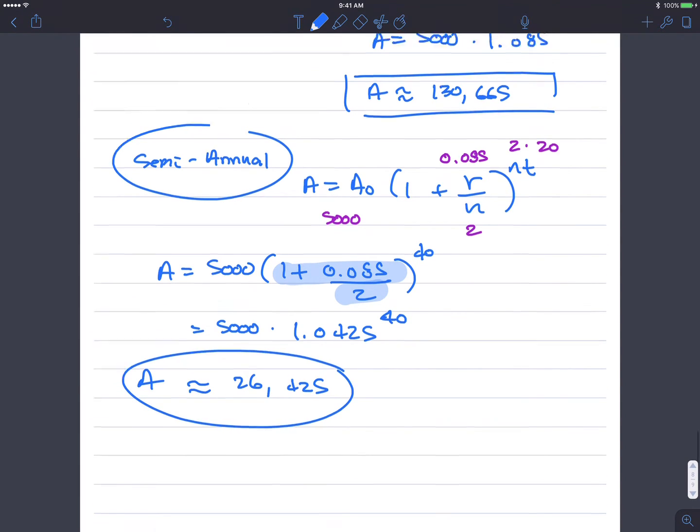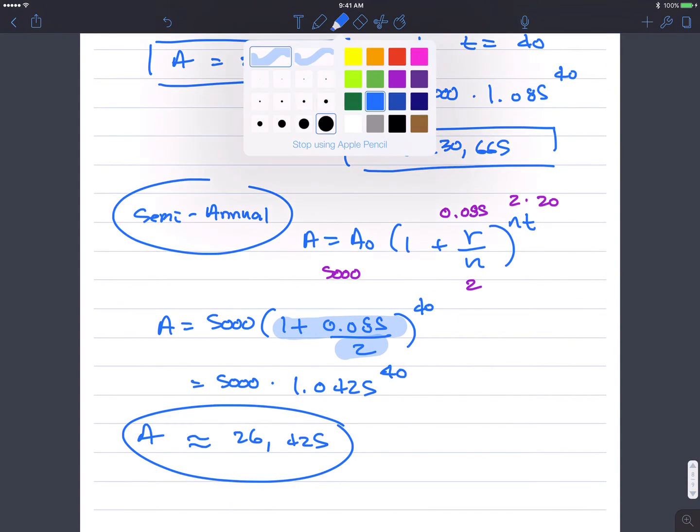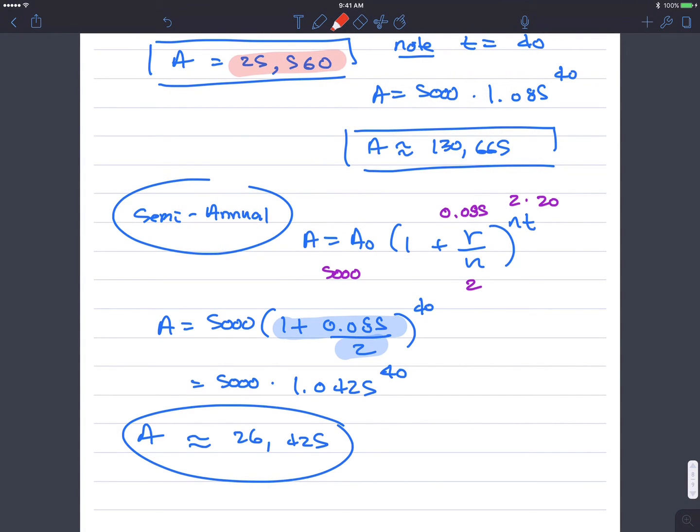So let's compare. 25,560. Let's go back here. 25,560 versus 26,425. What was better? Let's answer your question. Is it better to have the interest compounded annually or semi-annually? That's semi-annual. Is that true?